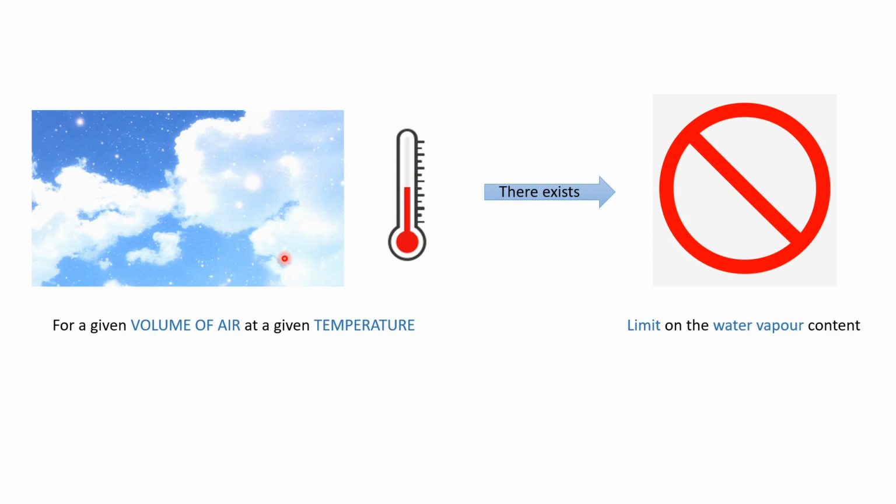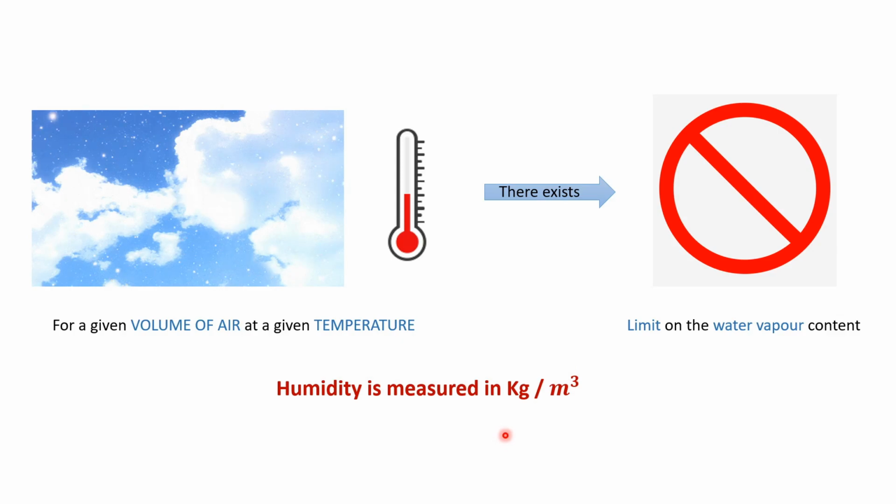Basically, humidity is measured in kilogram per meter cube, where the water vapor content is measured in kilograms and the volume of the air is measured in meter cube. That is, humidity is measured in terms of the mass of water vapor, and the volume is that of the air contained in that particular area of the atmosphere.